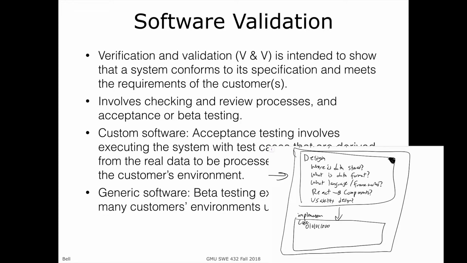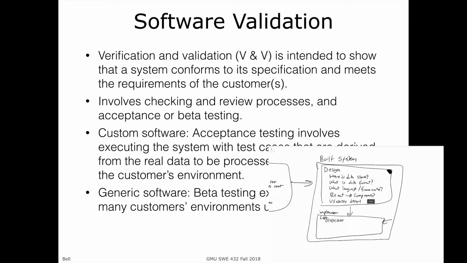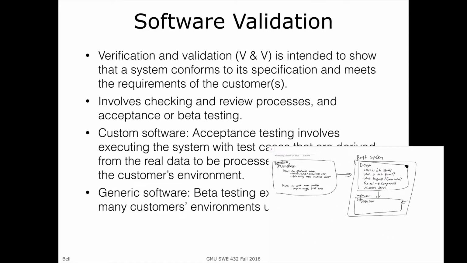Then we had validation. So validation and verification are intended to show that now that we've got this implemented system, it actually conforms to the specification, like if we zoomed out, right? Like our customers came up with this list of requirements. Right? This all is from the customers, and this all is from us.